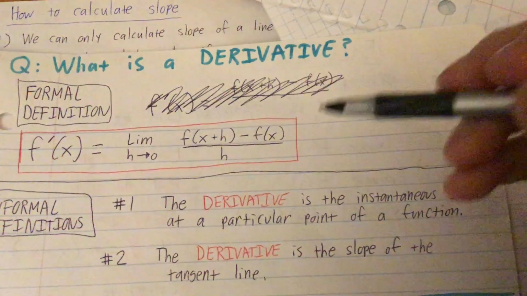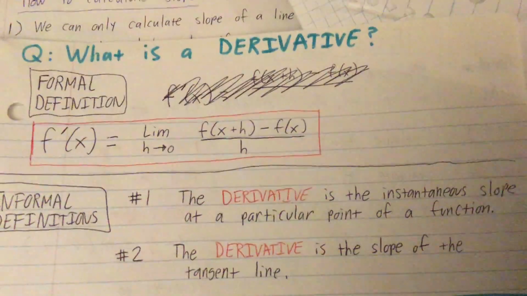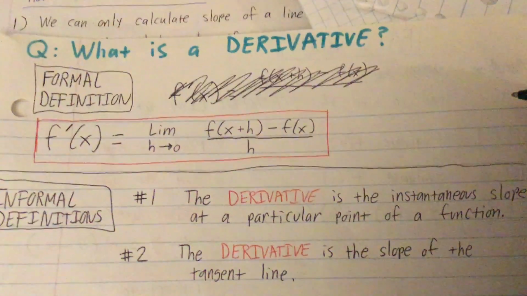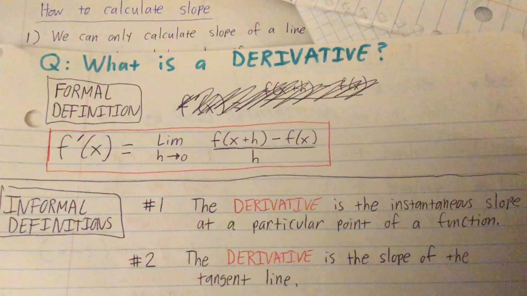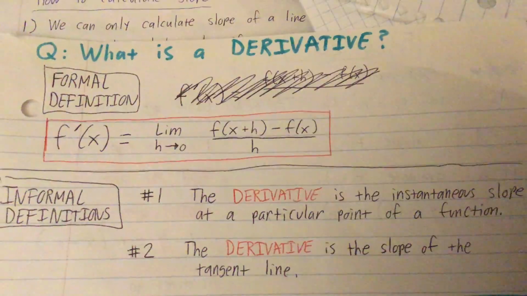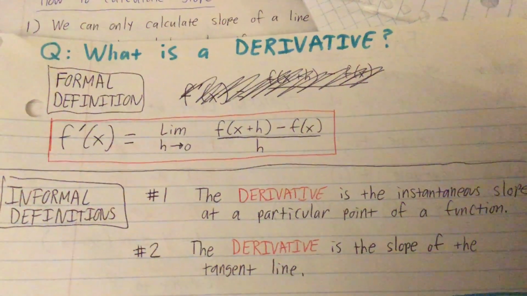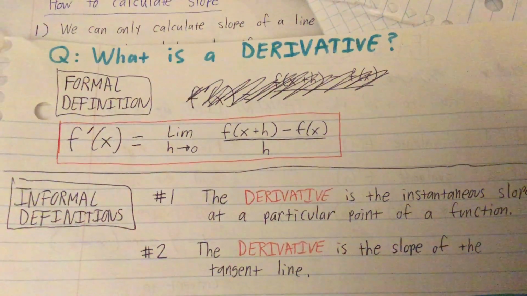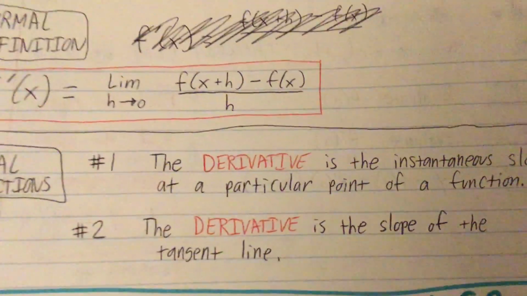The derivative is the instantaneous slope at a particular point. So it's the velocity at one point. How is your speed during the mile run in PE class? How is your speed at 30 seconds compared to 4 minutes? How is your speed from the beginning to the middle to the end? It's going to be completely different.